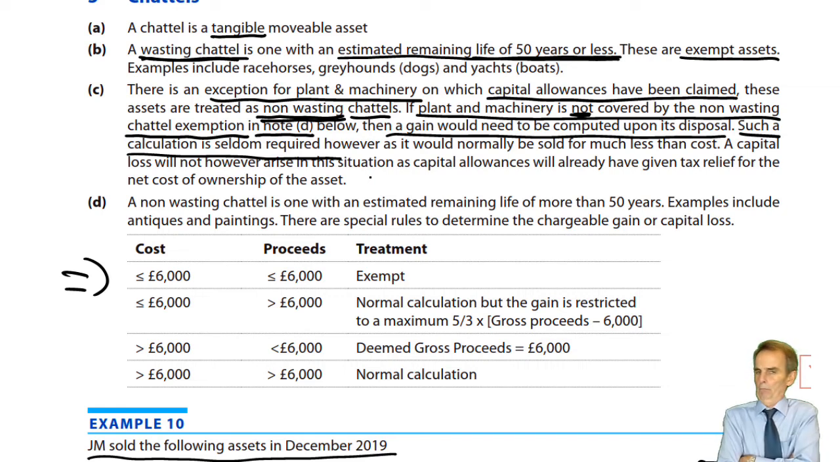Now, your immediate thought is, it's not fair. If we sold for 140, having bought it for 100,000, that's a gain. But if we sell it for 40, having bought it for 100, there is no loss. Now, it's not unfair. The reason why there is no allowable loss is that this asset, remember, the plant and machinery, has already ranked for capital allowances.